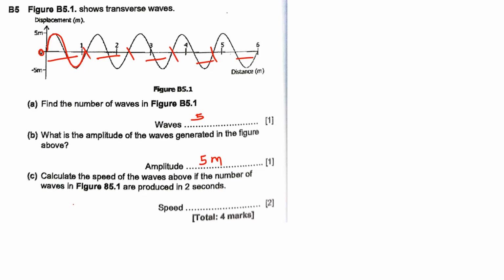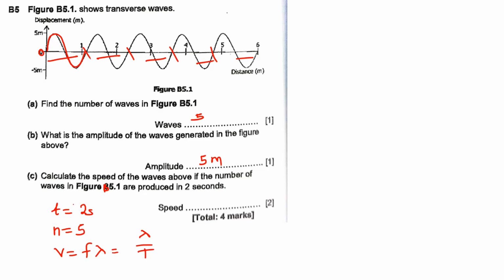Then the other question, that is C: calculate the speed of a wave if the number of waves in figure B5.1 are produced in 2 seconds. So the time for the number of waves to be produced here is 2 seconds. Take note, very important: number of waves, we found 5. Then they are saying find speed. So speed of the wave, you can multiply frequency by wavelength. This can also take the form where we say wavelength divided by period. So whichever is easy to use should be able to find the correct answer.